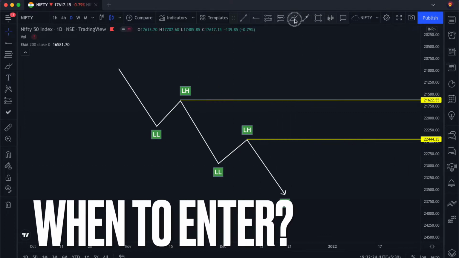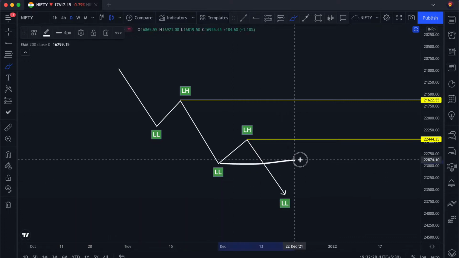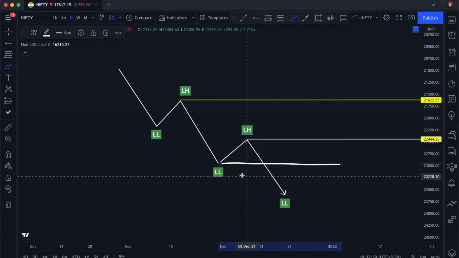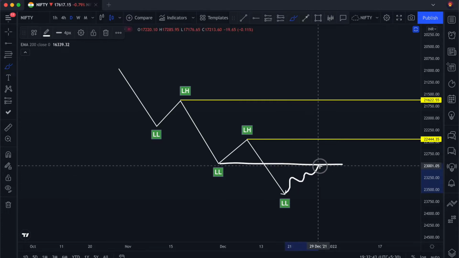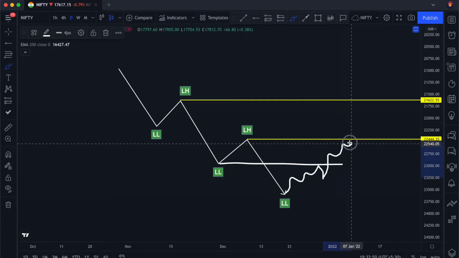If you are looking for selling opportunities, you'll be looking to sell when the price approaches the lower low level or when the price approaches the lower high level. Something like this. This will act as a resistance and price will go up. If price starts to retrace from here, yes, you can sell here, it's perfectly fine. But if price starts to move forward, you have to wait for another confirmation over here as well.